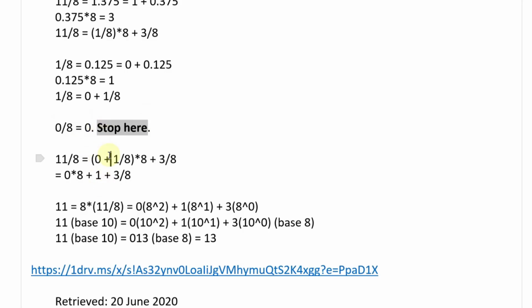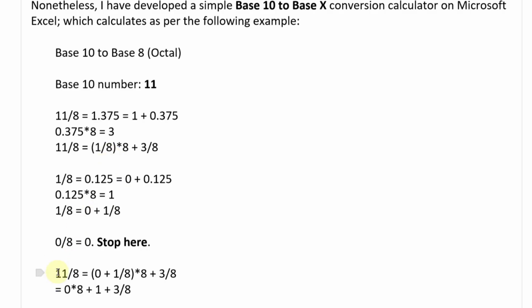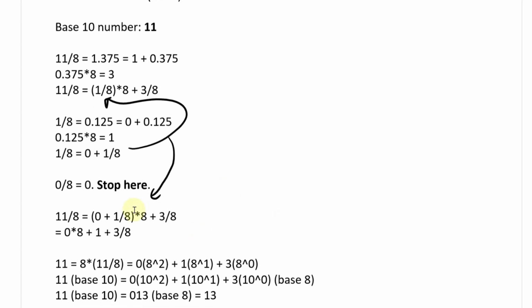So the next step is we can write this all together. So we'll have 11 over 8, which equals this over here. 11 over 8 equals 1 divided by 8 times 8 plus 3 over 8. And then we're going to add this inside this 1 over 8. We're going to put this inside here, and then we're going to get this entire formula there. And then multiply this 8 out, expand this whole thing out.